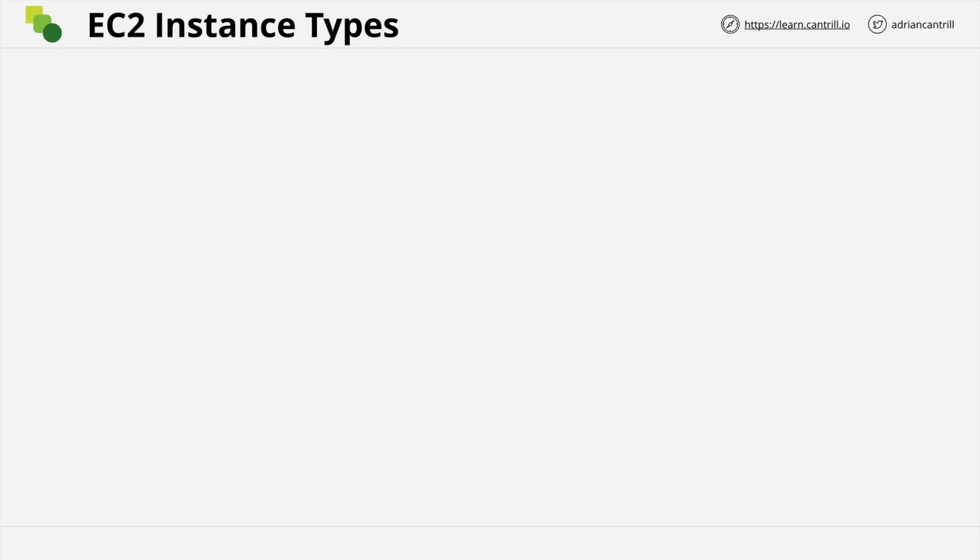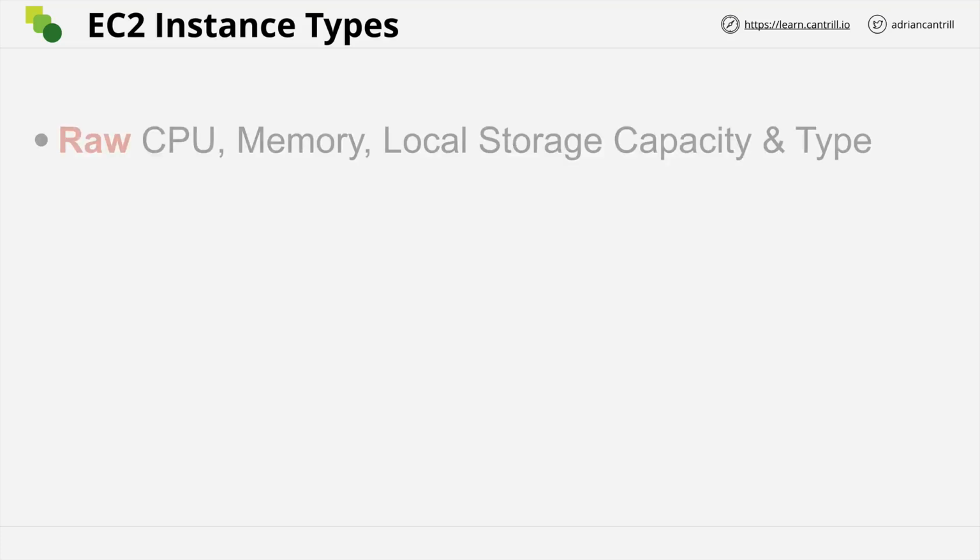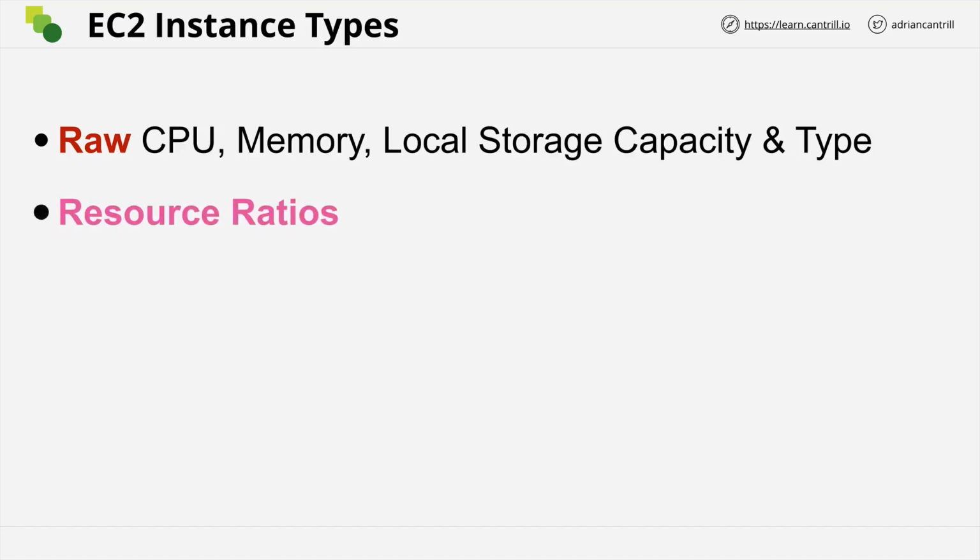At a really high level, when you choose an EC2 instance type, you're doing so to influence a few different things. First, logically, the raw amount of resources that you get. So that's virtual CPU, memory, local storage capacity, and the type of that storage. But beyond the raw amounts, it's also the ratios. Some types of instances give you more of one and less of the other. Instance types suited to compute applications, for instance, might give you more CPU and less memory for a given dollar spend. And instances designed for in-memory caching might be the reverse. They prioritize memory and give you lots of that for every dollar that you spend.